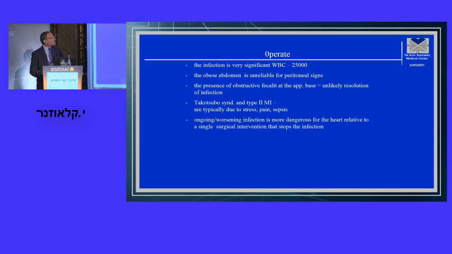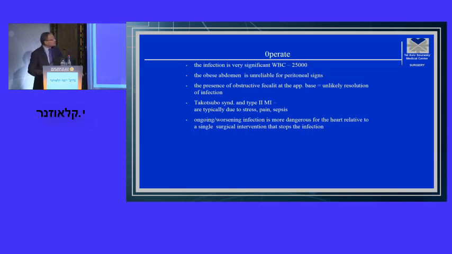Okay, operate. What are the reasons to operate on this very risky patient? The infection is very significant, 25,000 leukocytes to start with. The obese abdomen is unreliable for peritoneal signs. The presence of obstructive fecality at the appendix base makes it unlikely that the infection will resolve.